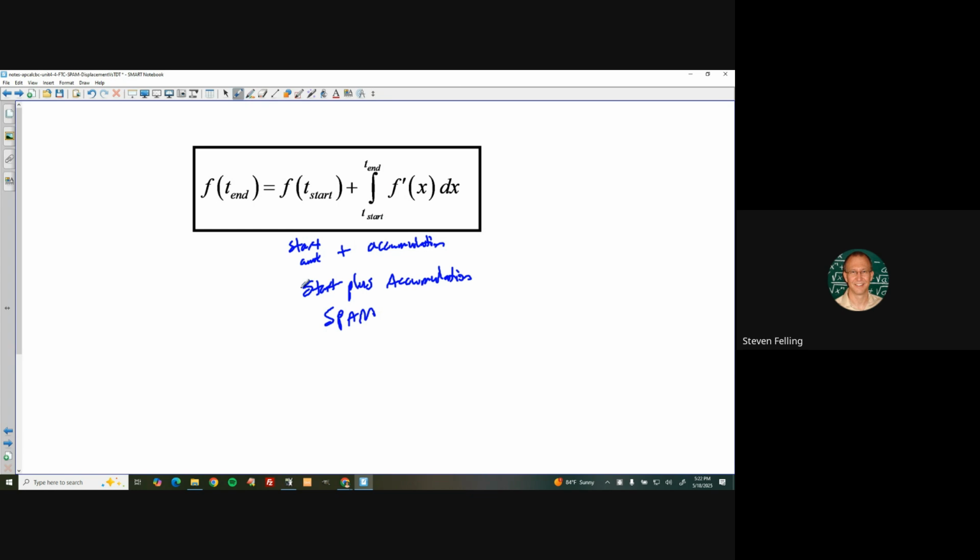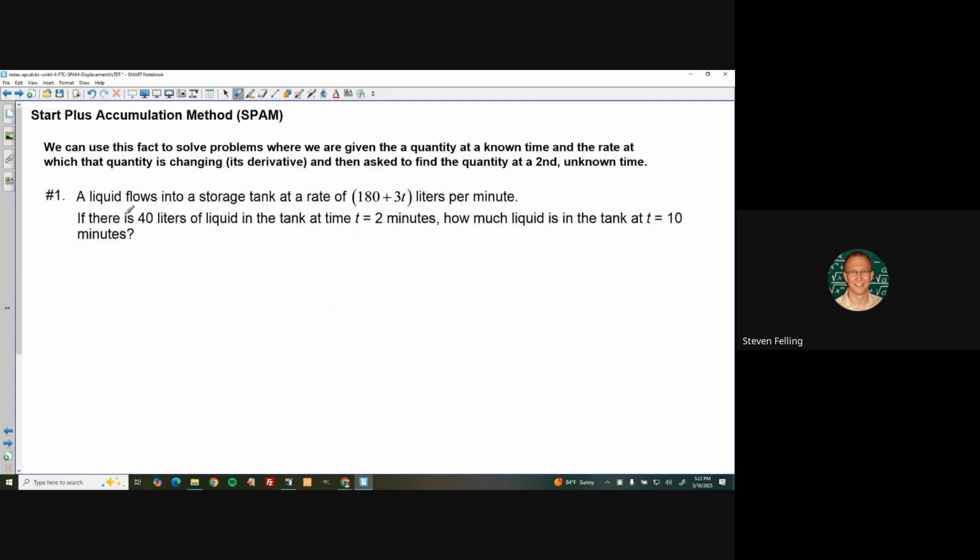Right? So we will use that idea to solve a number of problems here, so you can kind of see how it works. Let's say that we have a liquid flowing into a storage tank at a rate of this, liters per minute. If there are 40 liters of liquid in the tank at time t equals 2 minutes, how much liquid is in the tank at time t equals 10 minutes? All right. So what we have here is, let's make an expression for L. This is the rate of change of L, which means we're given L prime as a function of time. It is 180 plus 3t. Okay? And I also know that L at time 2 is equal to 40 liters.